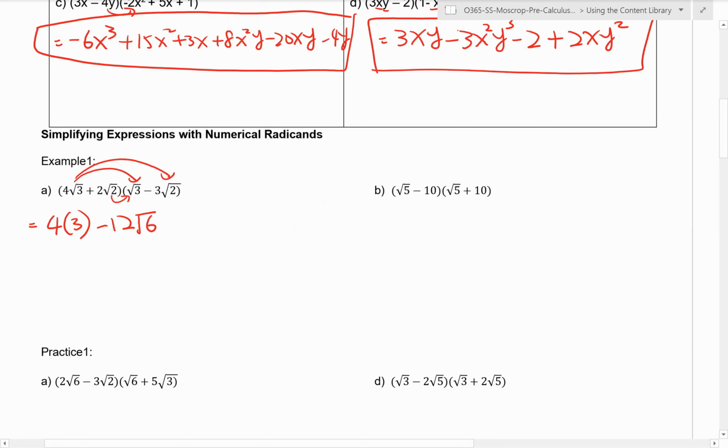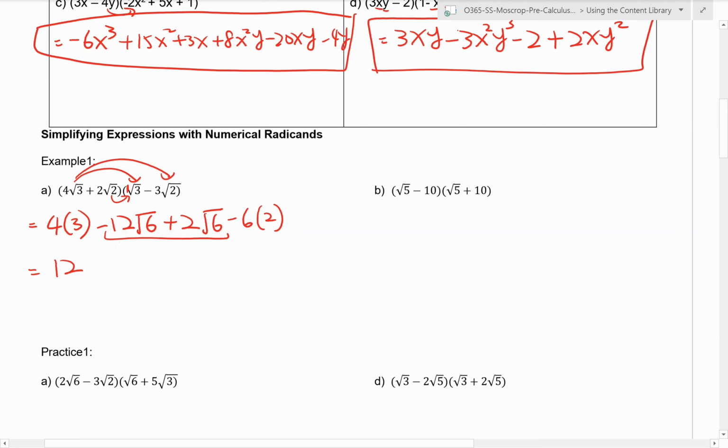So 2 root 2 times root 3. That's plus, both are positive. 2 is multiplied by the 1 written in the front, so 2. Root 2 times root 3, again, is root 6. We have 2 times negative 3, that's negative 6. Root 2 times root 2, again, is a square root multiplied by itself, so that really just gets rid of the radical sign. So 2 there. We have 4 times 3 is 12.